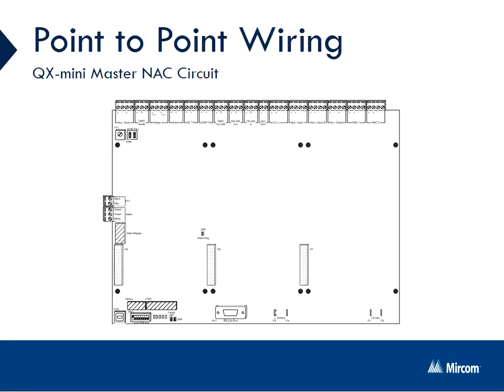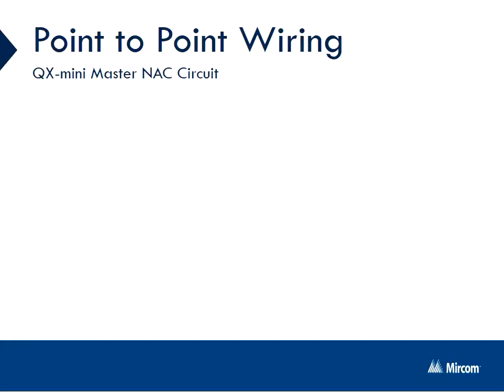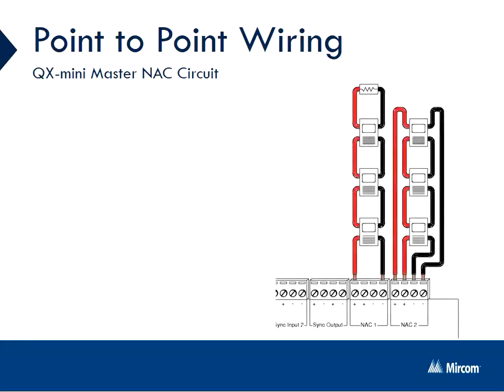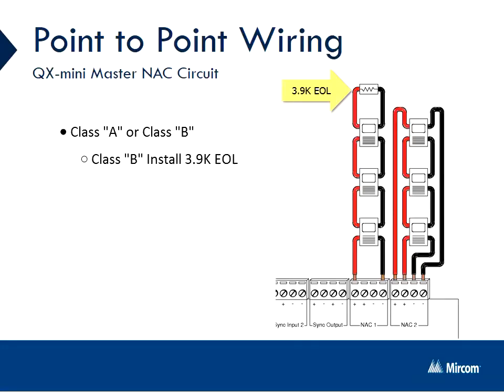Now onto the onboard NAC circuits. If you are familiar with our fire alarm panels, you will want to wire the QX Mini onboard NAC circuits the same way. The NAC circuits can be wired in either Class A or Class B. For Class B wiring, you will want to connect the positive lead to the leftmost positive terminal, and for the negative connection, you will want to wire to the rightmost negative terminal. At the end of the circuit, you will have to install the 3.9K end-of-line resistor in order to monitor the NAC circuit for any opens or shorts.